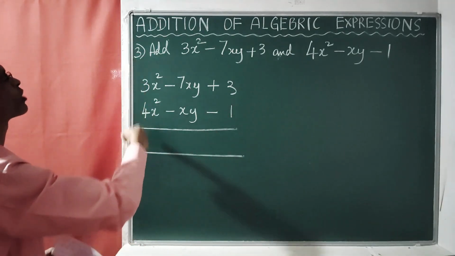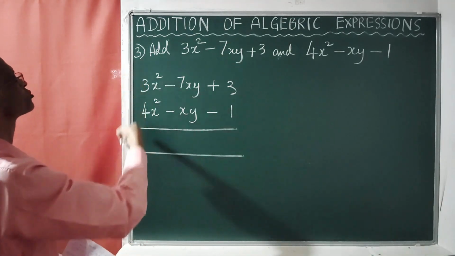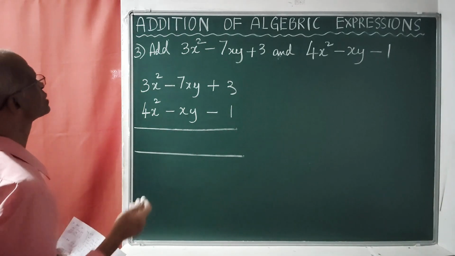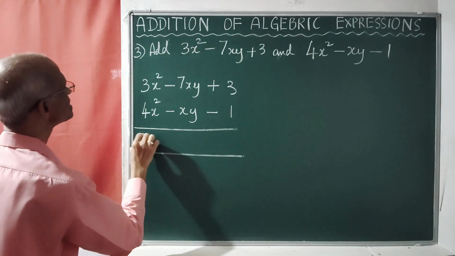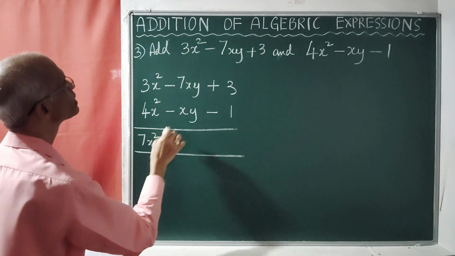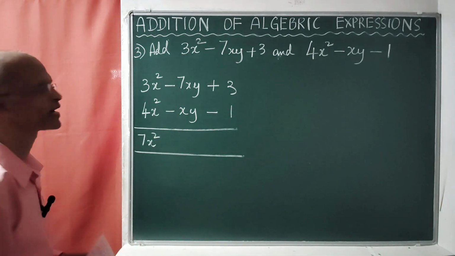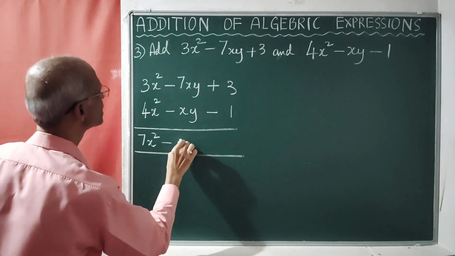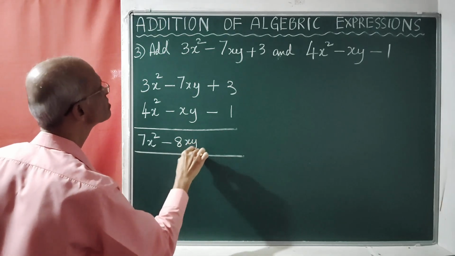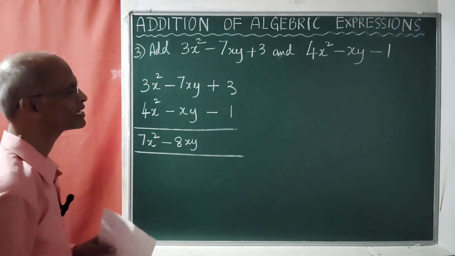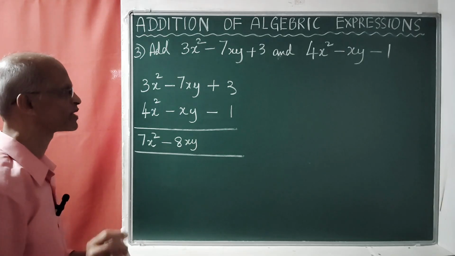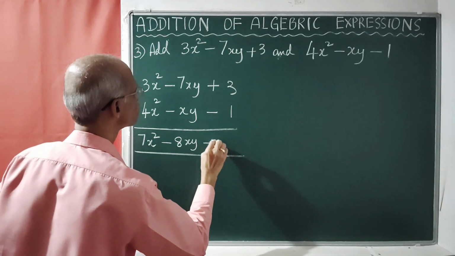So now we can solve only the like terms. So solve the numbers. Plus 3 plus 4, 7x square, minus 7 minus 1, add and put minus, so minus 8xy, again plus 3 minus 1, subtract and put the bigger number sign, so we'll get plus 2.